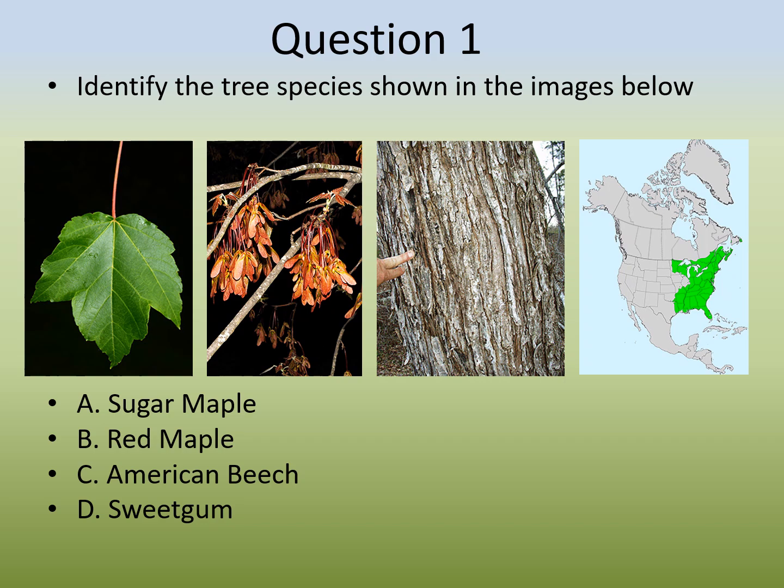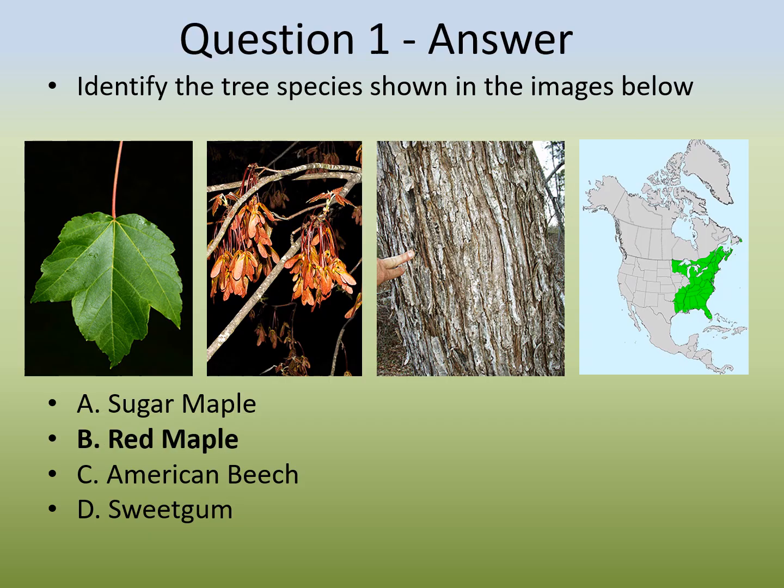Let's get into it. Question 1. Identify the tree species shown in the images below. You can see we have a three-pointed leaf, some winged seeds, and a range in the eastern United States. Is it A, sugar maple, B, red maple, C, American beech, or D, sweet gum? The answer is B, red maple.